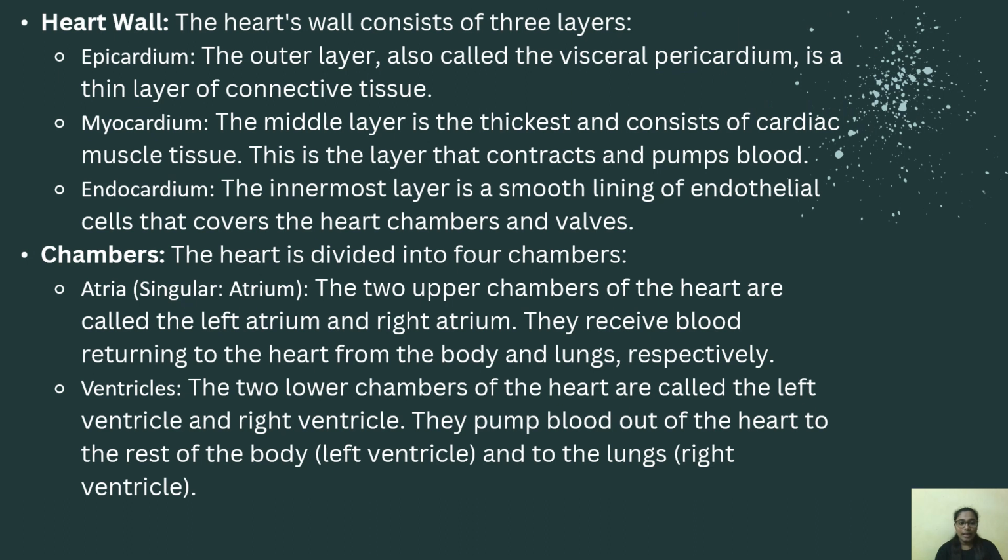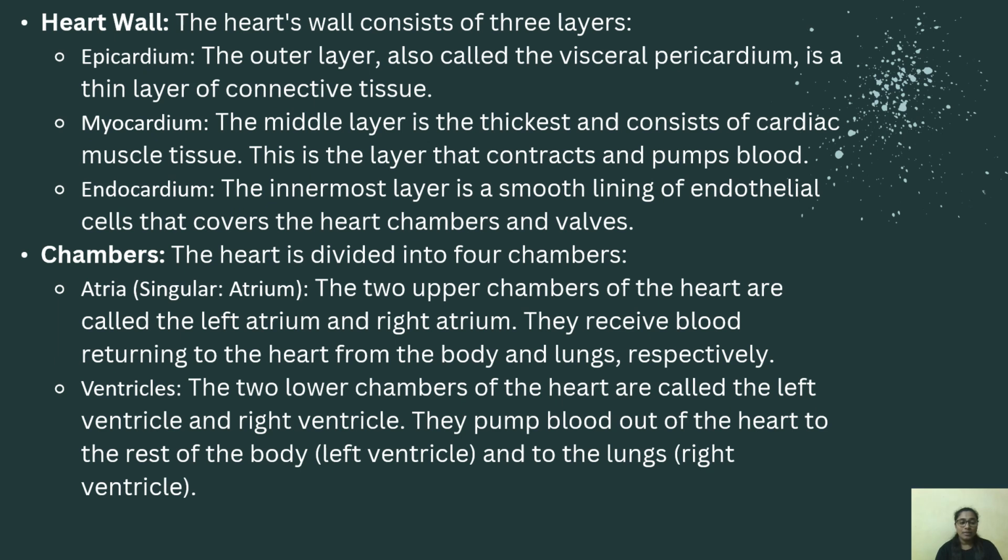Heart wall. The heart wall consists of three layers, namely epicardium, myocardium, and endocardium. Coming to the epicardium, which is the outer layer of the heart, it is also known as the visceral pericardium, a thin layer of connective tissue. Myocardium. The middle layer is the thickest and consists of cardiac muscle tissue. This is the layer that contracts and pumps blood. Endocardium. The innermost layer is a smooth lining of endothelial cells that covers the heart chambers and valves.